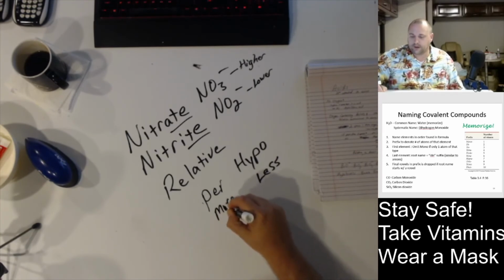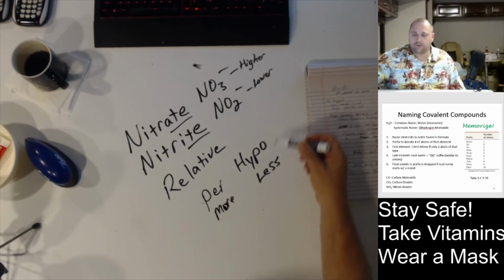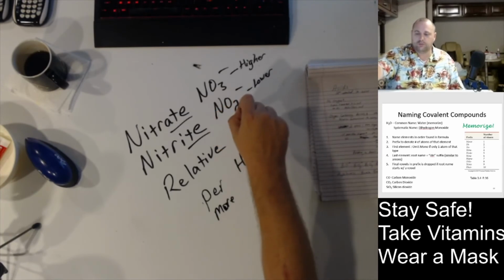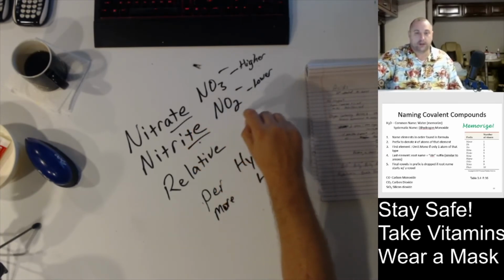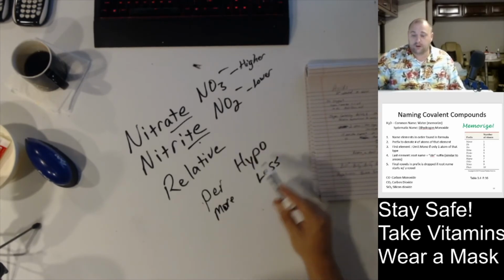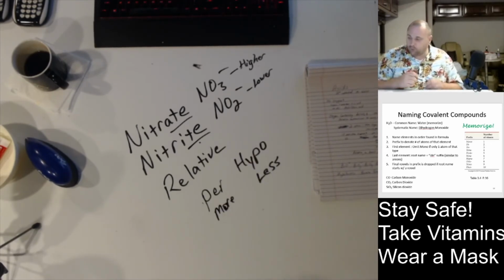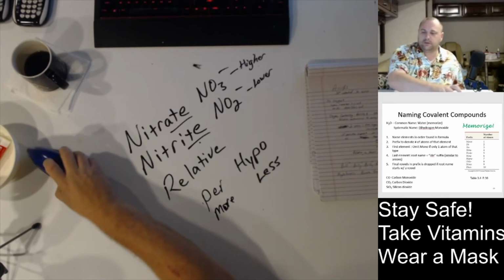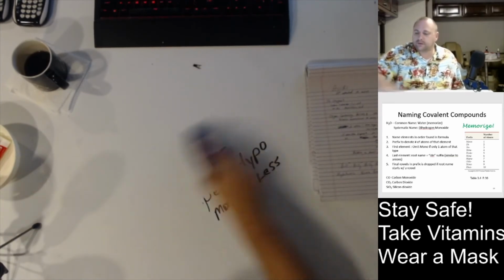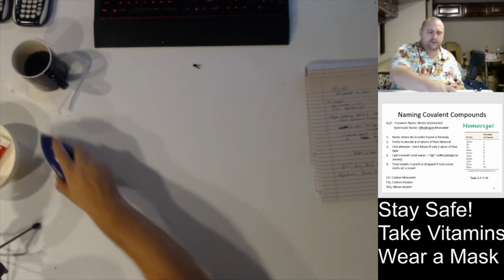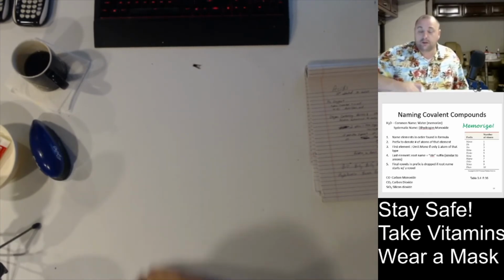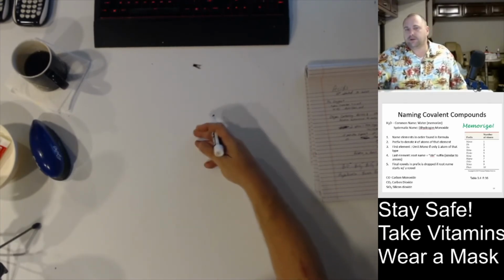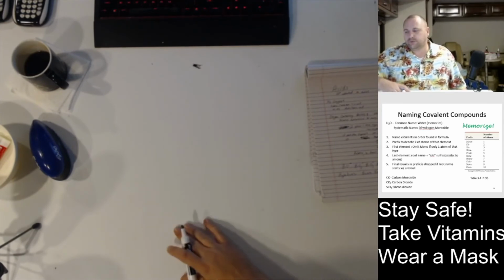And so the hypo goes will be less than the ite. All right, so maybe an NO. And so when we use these, let's say there's 4 of them. That's the most common case where we are going to run into these. There's 4, then you're going to have 2 that end in ite and 2 that end in ate.